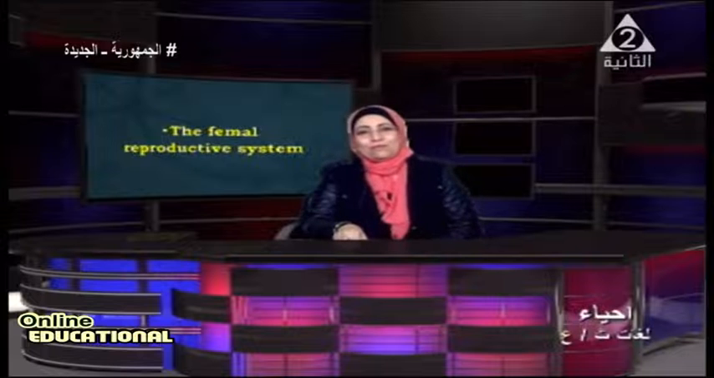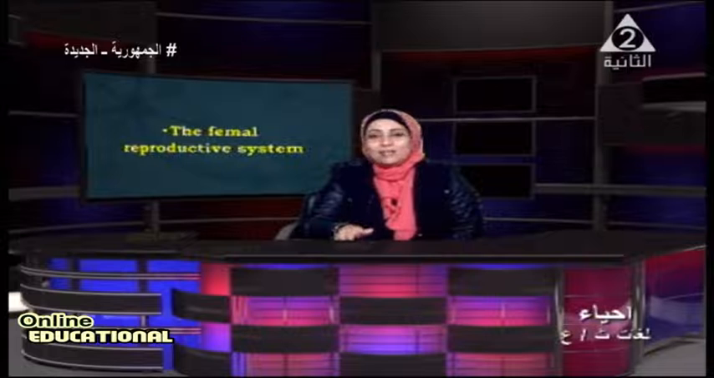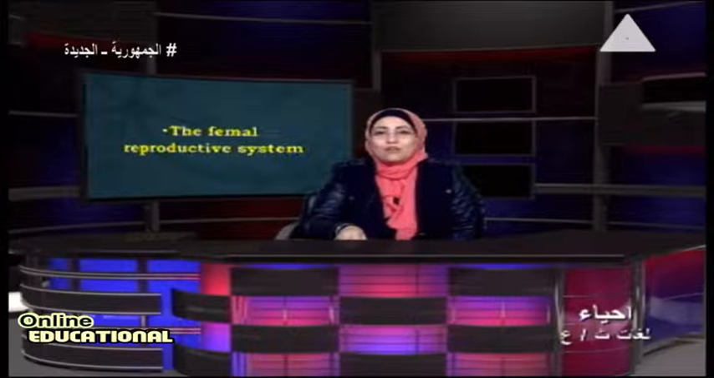Now we continue reproduction in living organisms, and we start with reproduction in the female reproductive organ. What are the female reproductive organs? They are found in the pelvic region of the human. The human body consists of head, thorax, abdomen and pelvis. What is the structure? Let us see the structure of the female reproductive organ.